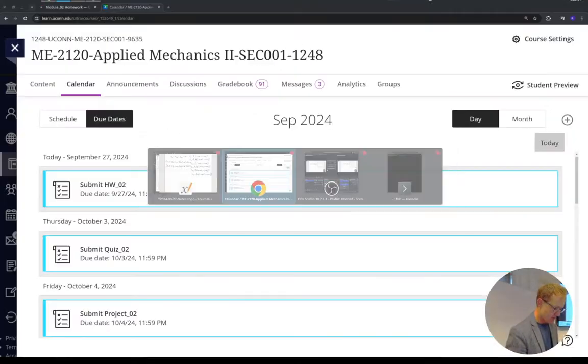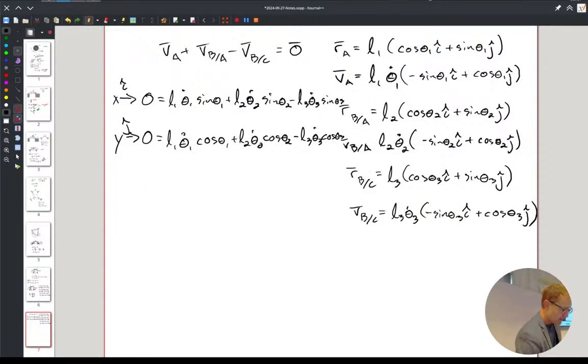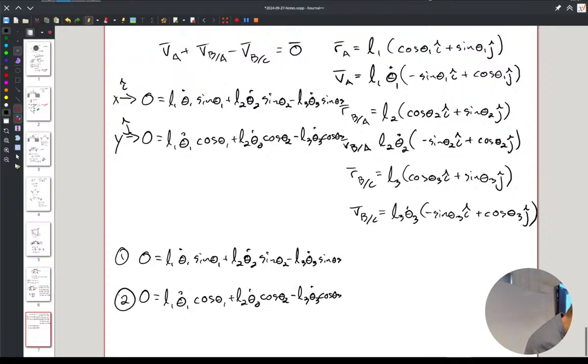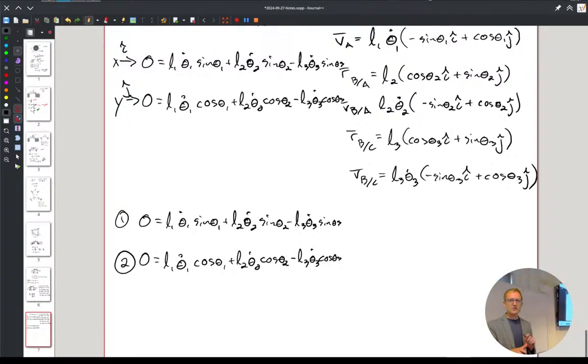And now we have these two equations. With two equations, how many unknowns can we have? Two. How many unknowns do we have right now? What do we know? 4, 3.